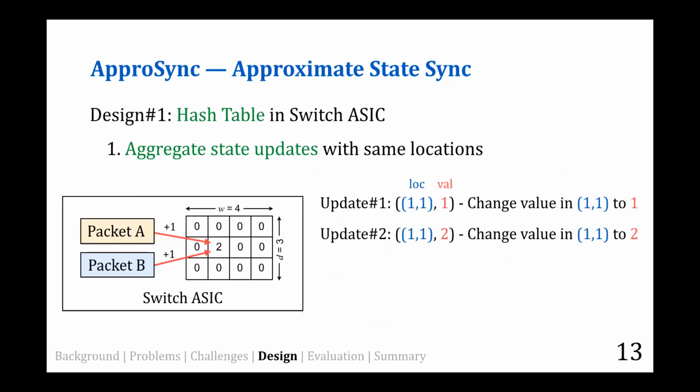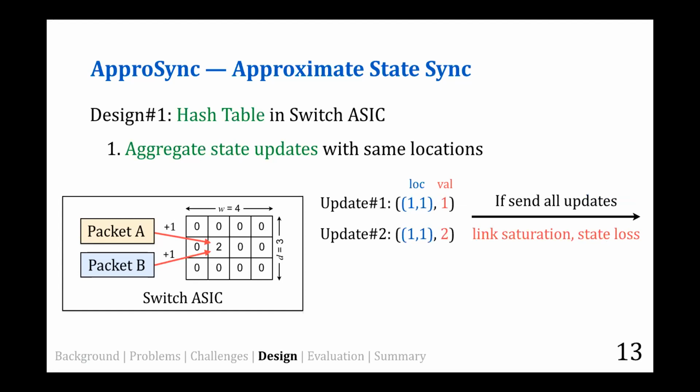The key design of ApproSync is the hash table residing in the switch ASIC. The hash table has two main functionalities. First, the hash table directly aggregates the state updates inside the switch ASIC. For example, suppose that there are two packets, A and B, that update the same counter in a counter array. Packet A triggers a state update that changes the value to 1. Packet B also triggers a state update that updates the value to 2.